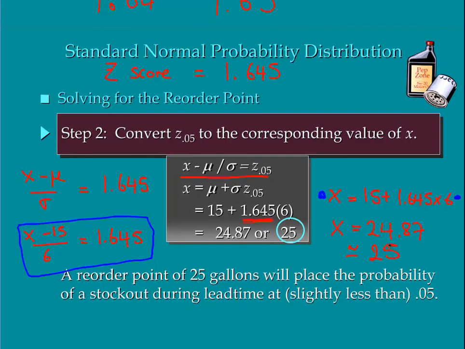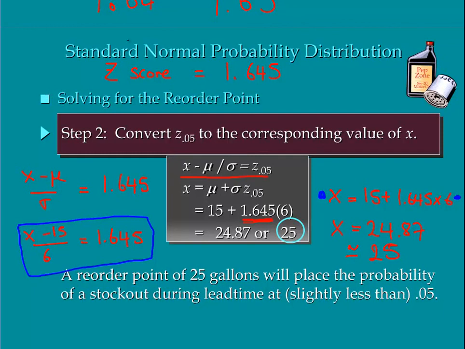So a reorder point of 25 gallons will place the probability of a stock out during lead time at just around 5%, and in fact just slightly less than 0.05.